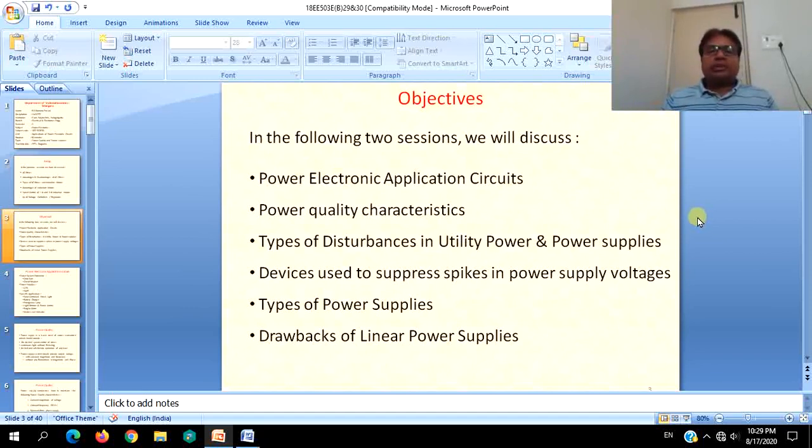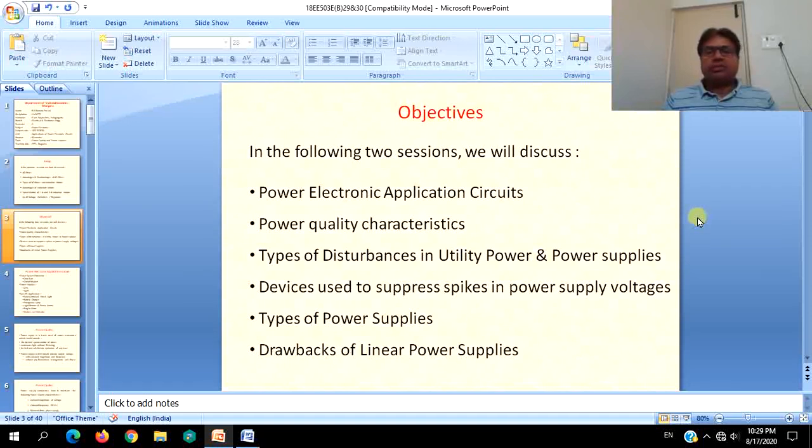And when it comes to the objectives of the present session, power quality and power supplies, these objectives are to be discussed in two sessions. In the following two sessions we will be discussing power electronic application circuits, power quality characteristics, types of disturbances in utility power and power supplies, devices used to suppress spikes in power supply voltages, types and drawbacks of linear power supplies. They are categorized like that. We will be mainly discussing the first three aspects in the time slot given for this session.